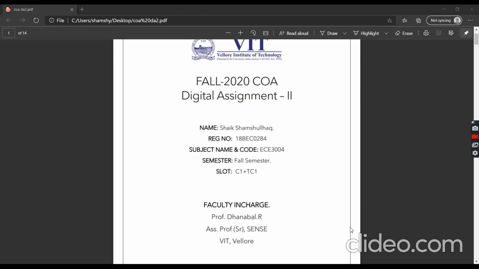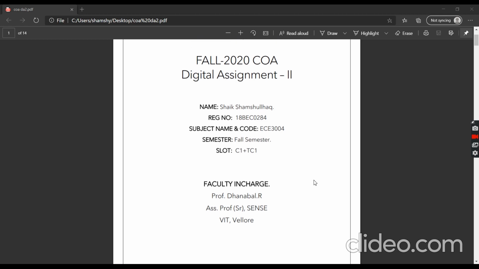My name is Shamsul Haq, and I am presenting a brief summary regarding my Digital Assignment 2 of Computer Organization and Architecture. My registration number is 18BC0284, and I'm from C1 slot, and my serial number is 20. The faculty in charge is Professor Dhanbal R.